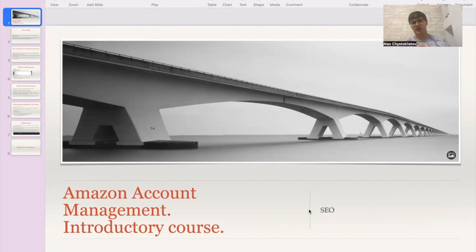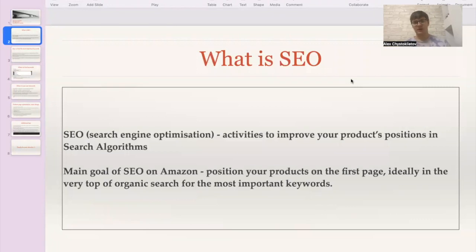So what you do after you have chosen your product, you create a product page and you need to fill it with some information. And SEO is about that. Let's see, what is SEO in general? So it is search engine optimization. It's activities to improve your product position in search algorithms. Right now we're talking about Amazon, so we say Amazon search algorithm.